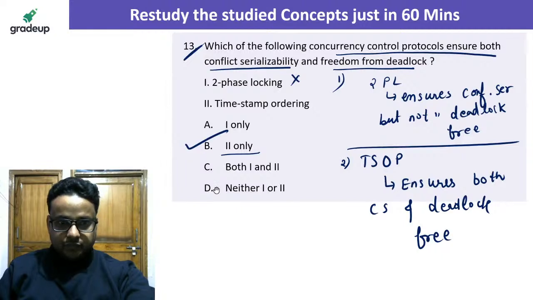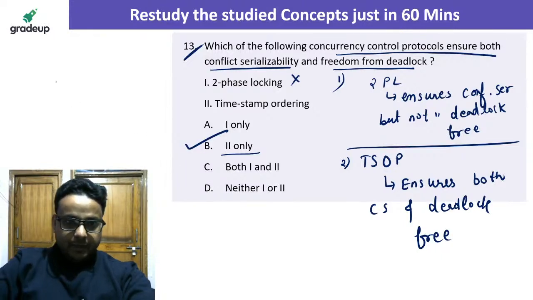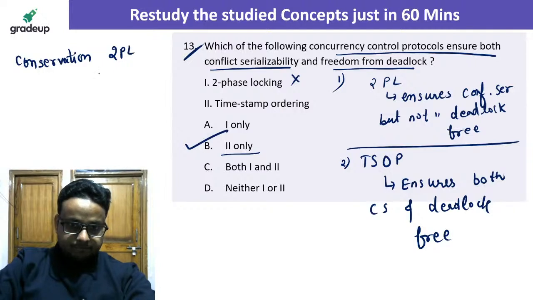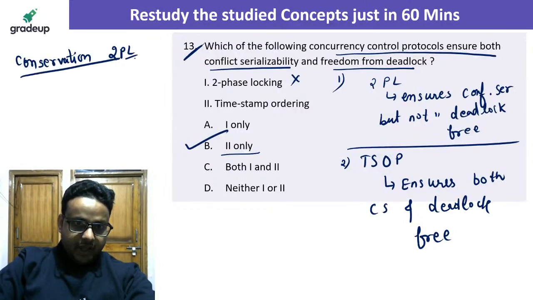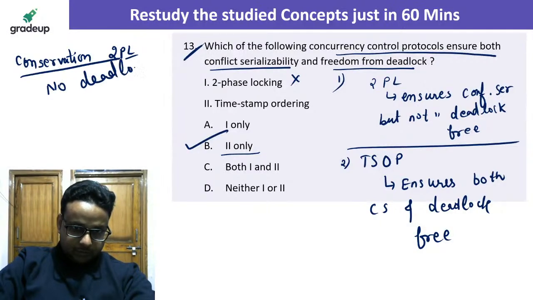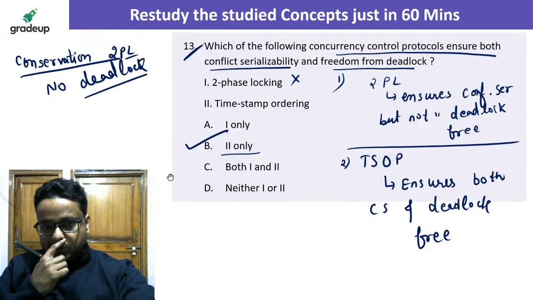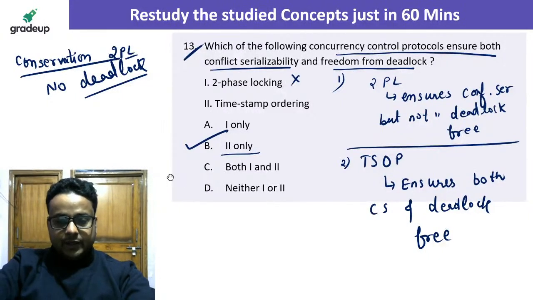Okay. And please remember, in conservative 2PL we have no deadlock. But they are asking about the basic 2PL locking, and we have to assume basic 2PL. Correct? I hope now it is clear to everybody.